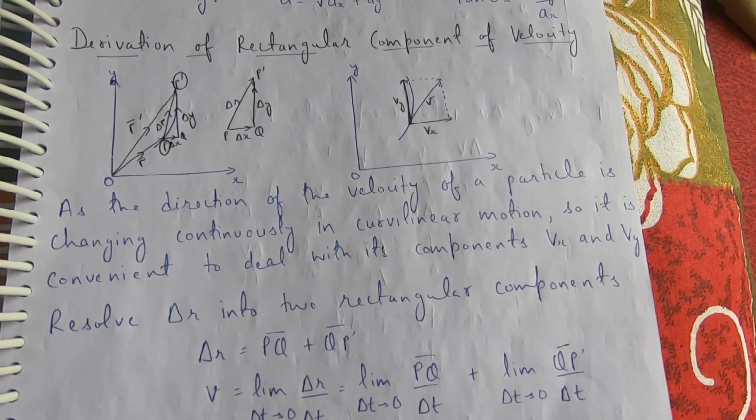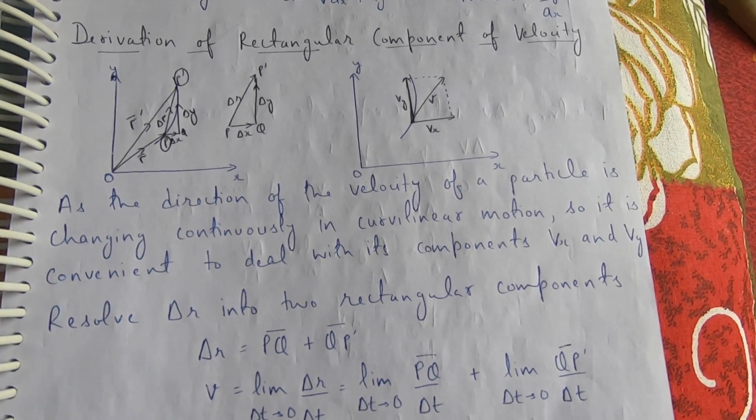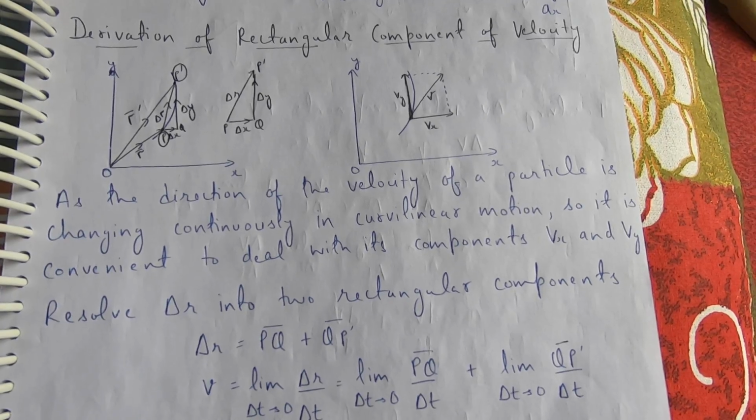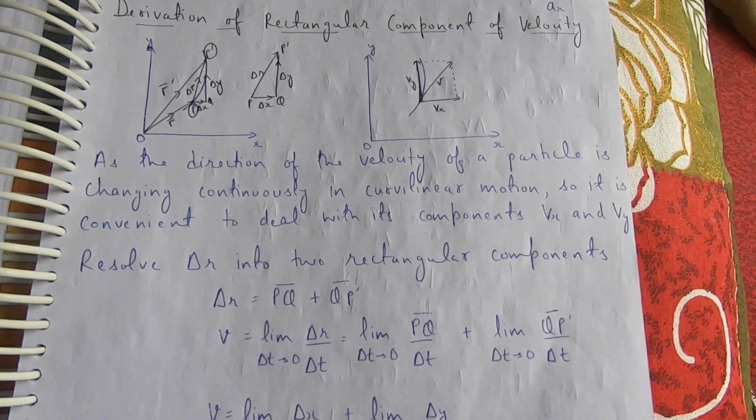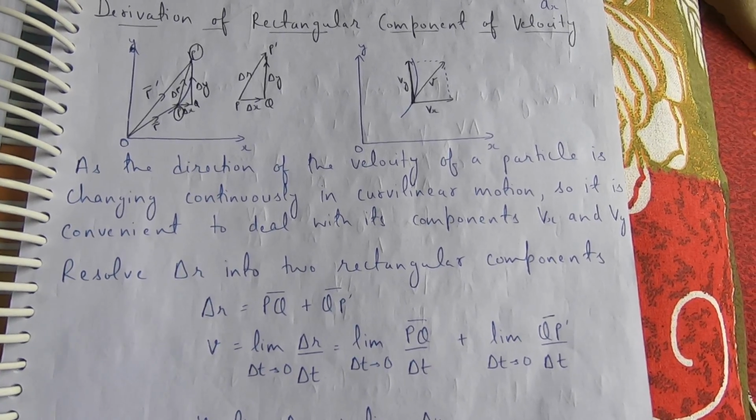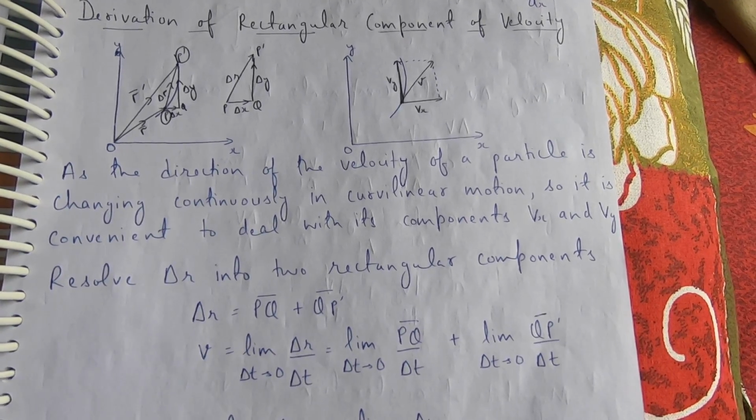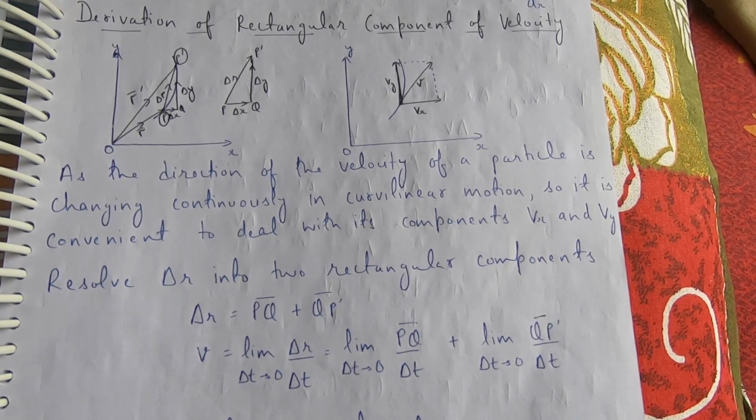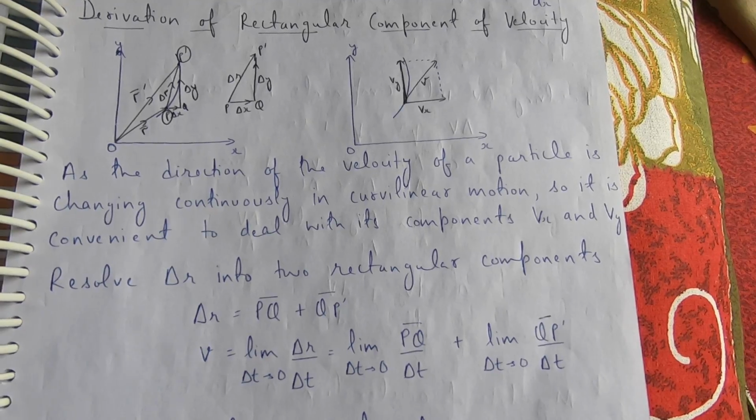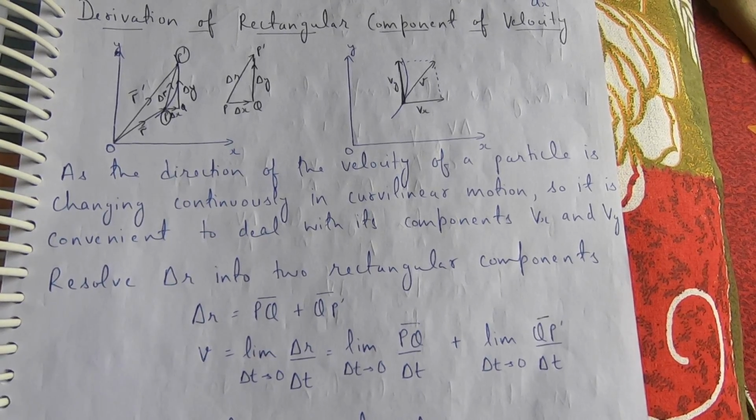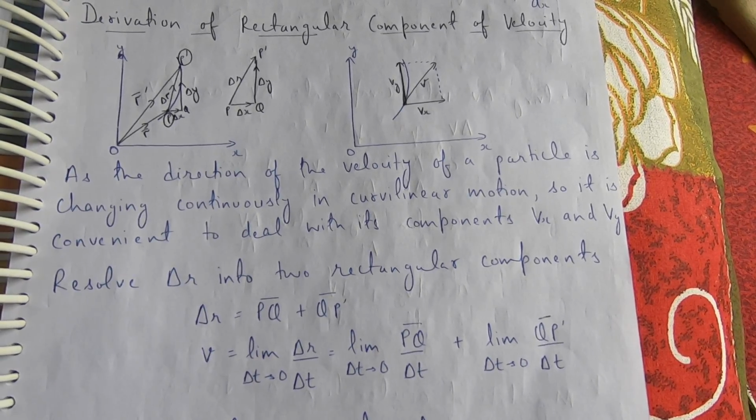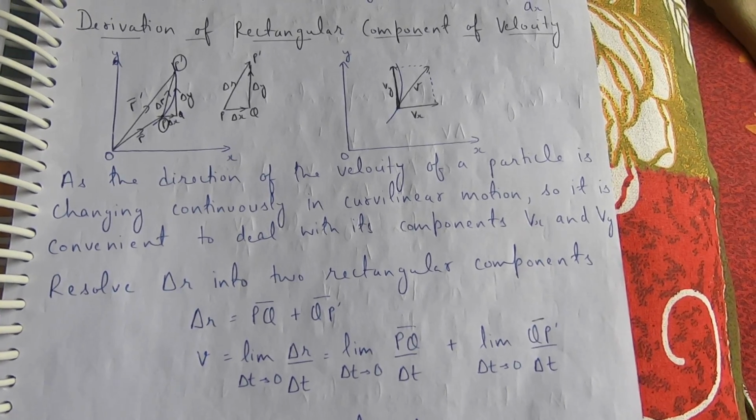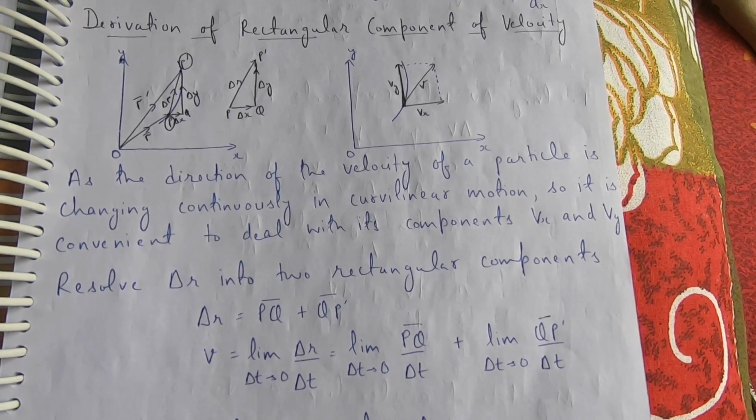deal with its components vx and vy. Resolve delta r into two rectangular components. Delta r is equal to pq bar plus qp prime bar. V is equal to the limit as delta t tends to 0 of delta r by delta t, which is equal to the limit as delta t tends to 0 of pq bar by delta t plus the limit as delta t tends to 0 of qp prime bar by delta t.